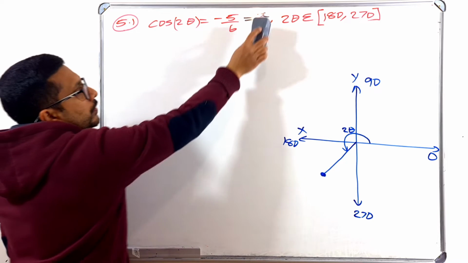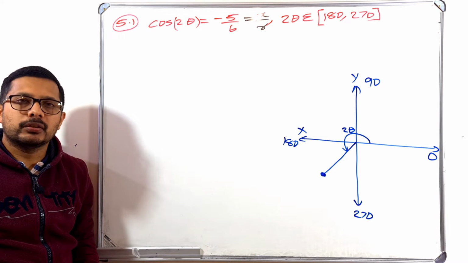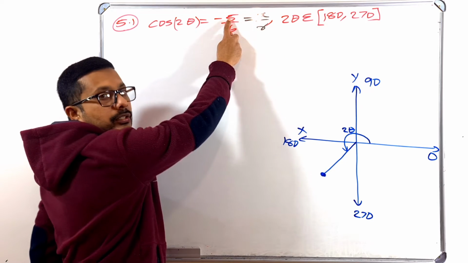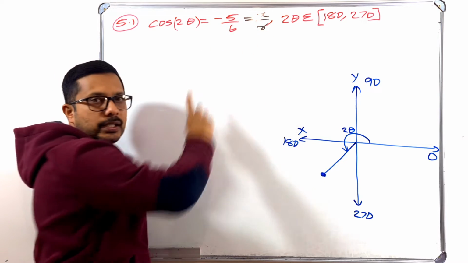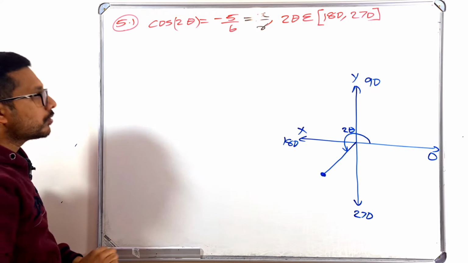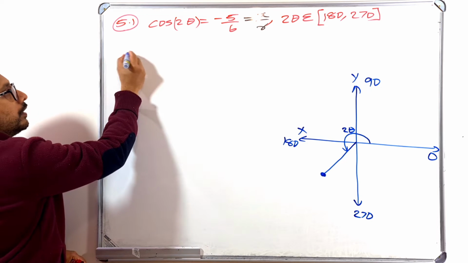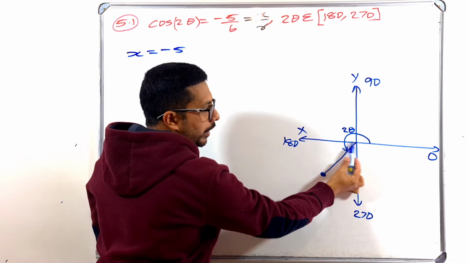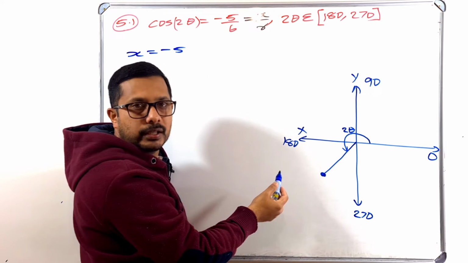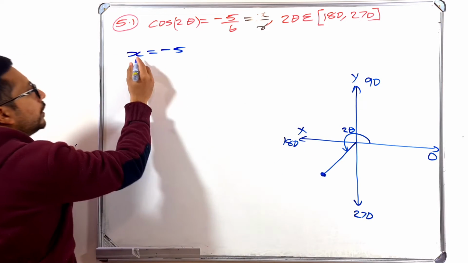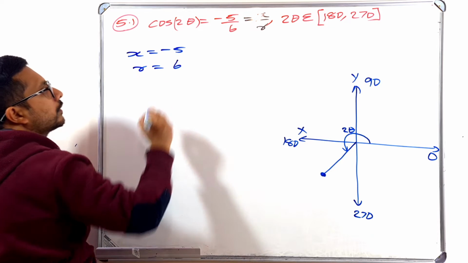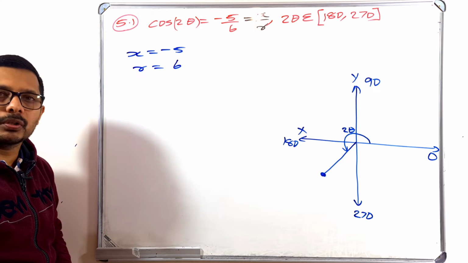Okay, so this one is x over r. Now x is minus 5 and r is 6. You can say it like that. So the value of x is equal to minus 5. Of course, here the x value is minus 5, so we can write x as minus 5. Then r is equal to 6.